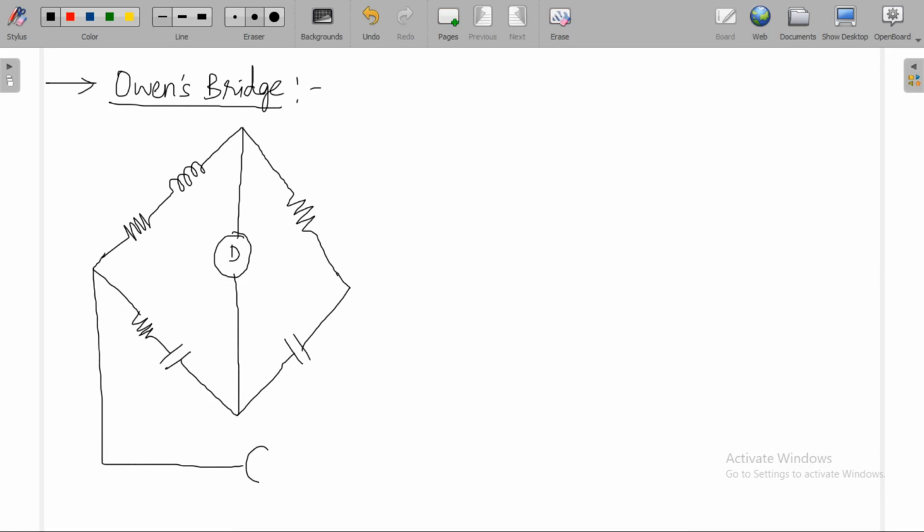Let E be the AC voltage given to this bridge. Let this be R1, the resistance of this resistor. L1 is the inductance of this inductor. R2, C2. This is R3, C4.